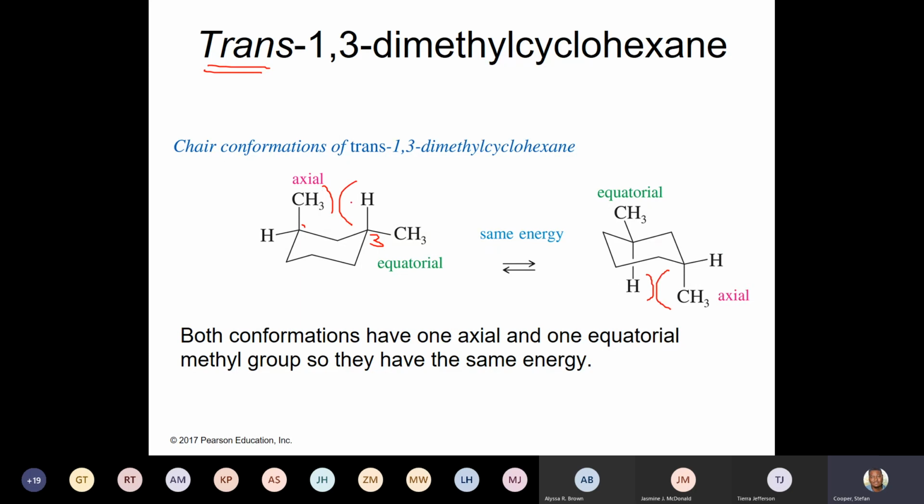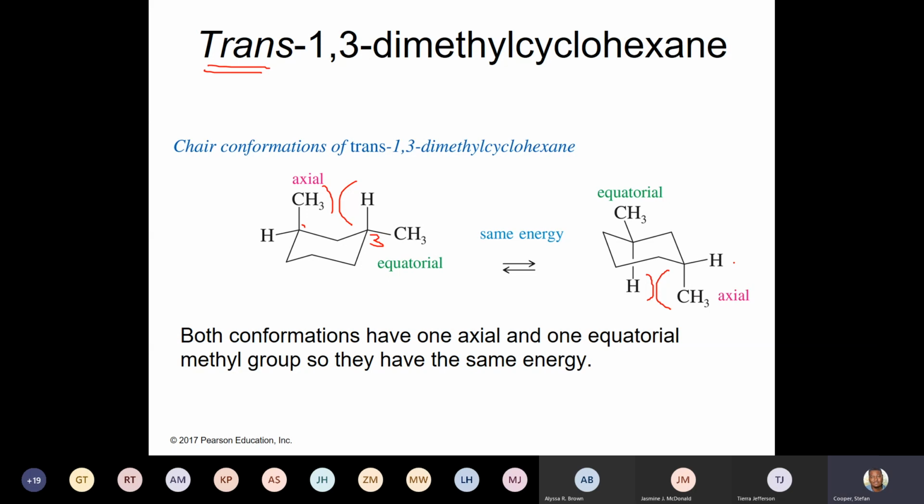They both have them. There's no way we can alleviate it because we started off with a trans molecule, right? So in this case here, the two chairs are equivalent. So you want to get used to that fact. Are the two chairs equivalent, or is there one preferred chair over the other?